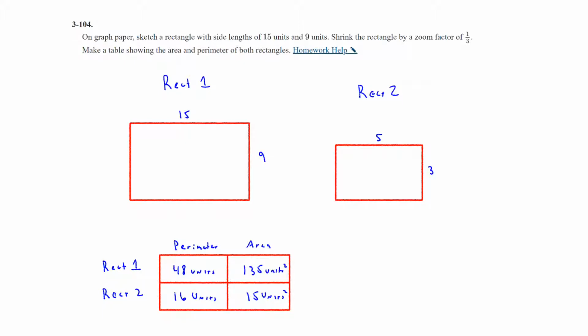And so I think we've answered all the questions. We've graphed it. We did the second rectangle, and we made a table showing the area and perimeter of both of them.